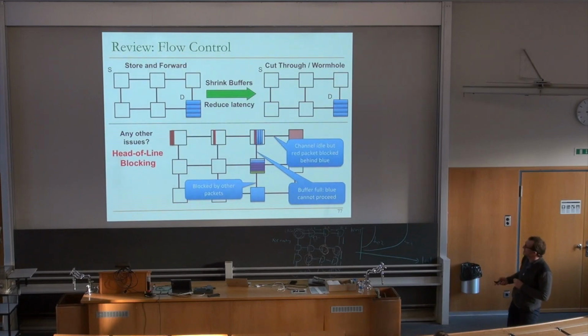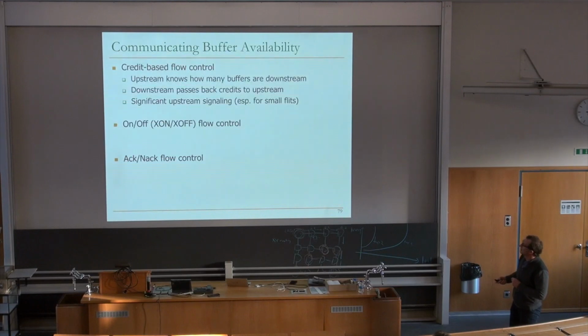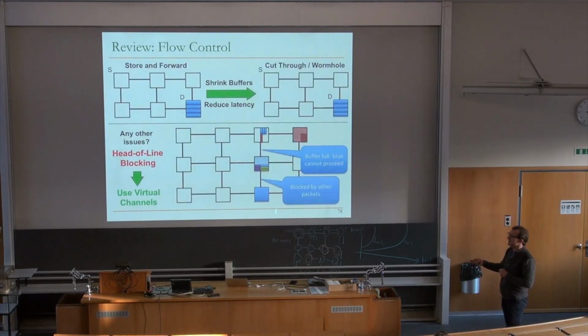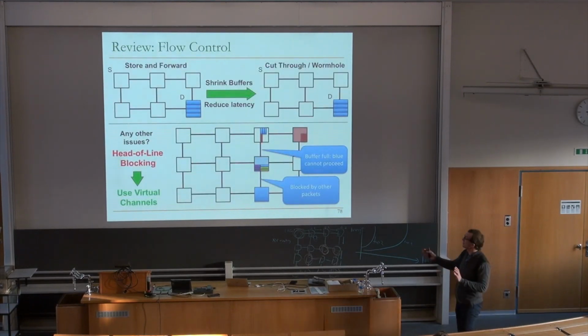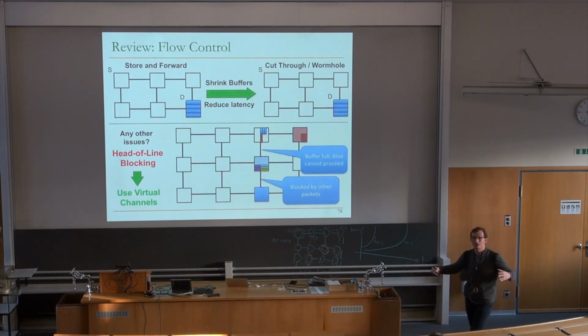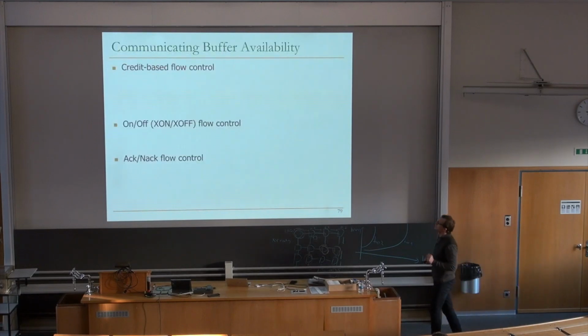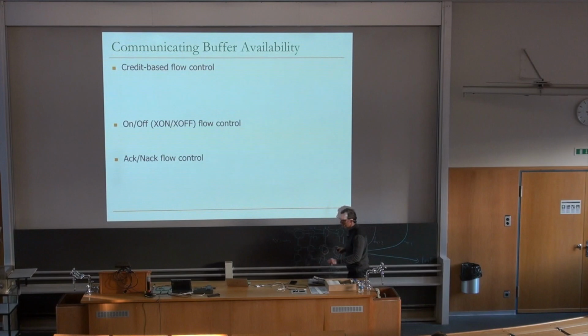And I've already animated this. This is head of line blocking. And if you actually use virtual channels, you can get rid of that head of line blocking. But actually, as we went from here to here, we increased the complexity. Even though we improved some of the buffering and reduced latency, we actually made the buffer management more complex. And we didn't even talk about buffer management in terms of communicating buffer availability, but since we don't have time, we're going to start with that tomorrow. Okay, I'll see you tomorrow.